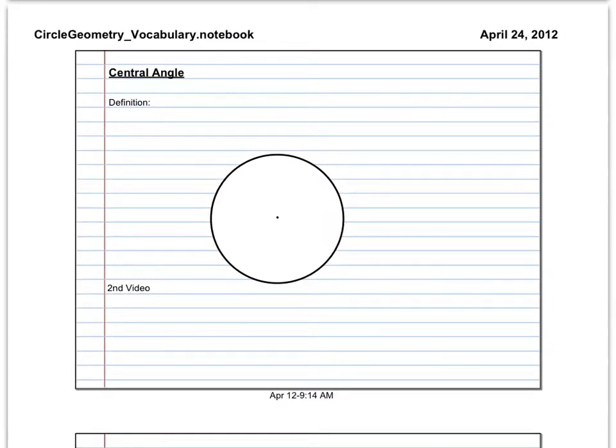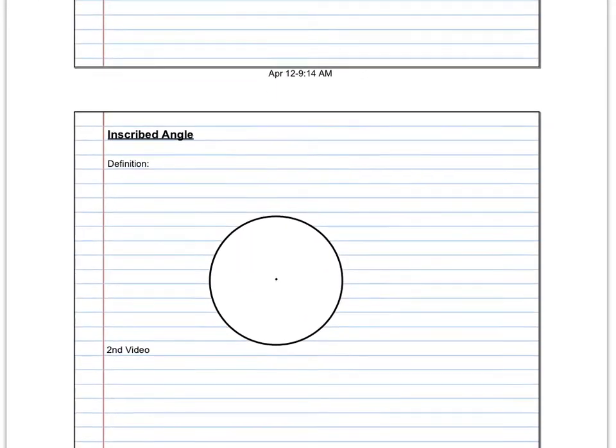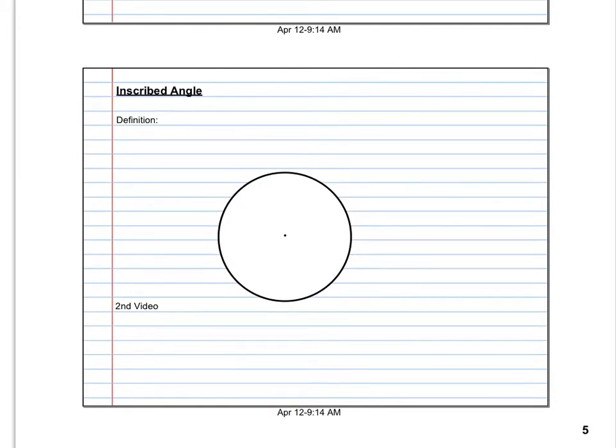Central angle. Now you're looking at the second video for the last part of this section, so make sure you've drawn it out, you have the definition down. After central, we get to inscribed angle. Both these angles are connected. You're going to see this throughout the entire unit. Please make sure you understand the definition of each. It will make your life a lot easier going forward.